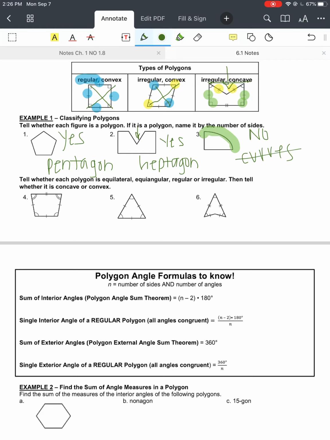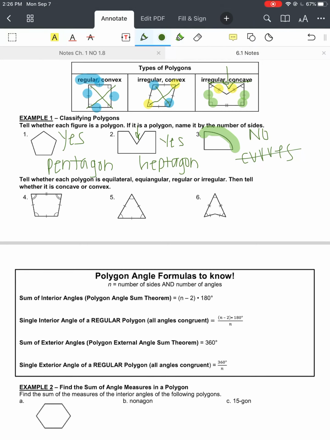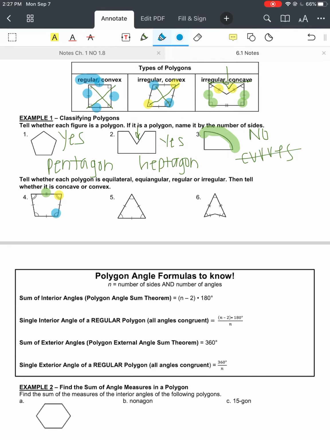Number 4, is this equilateral? So you ask yourself for number 4, are all 4 sides the same? They're not, so it is not equilateral. This top side is different. Are all 4 angles the same? They're not. The top and the bottom ones are different. So here is different from here. So it cannot be regular because it's not equilateral, equiangular, so it's irregular.